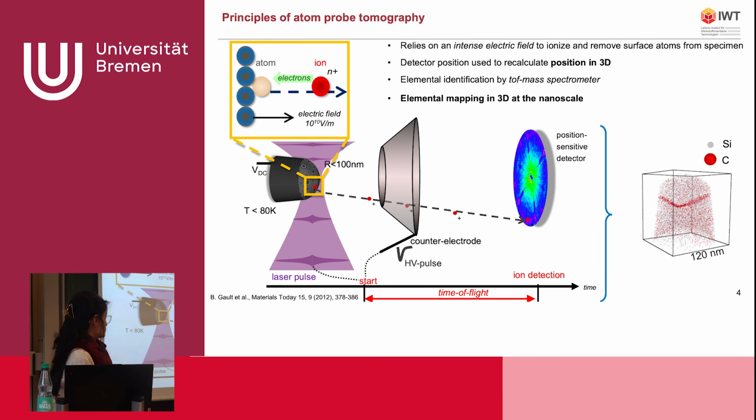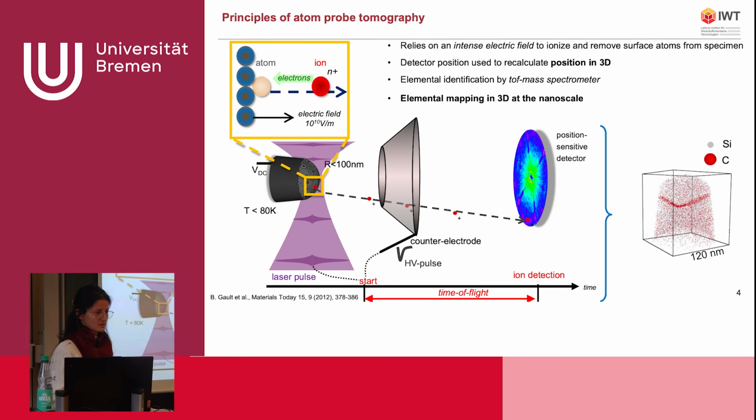Another thing, in order to know exactly at what moment the ion left the sample, we use some pulses. So we have two modes with this technique, which are called the voltage mode and the laser mode. The voltage mode just means that additionally to this DC voltage, we will add a voltage pulse that is typically 10% to 15% or 20% of the DC voltage that we have.